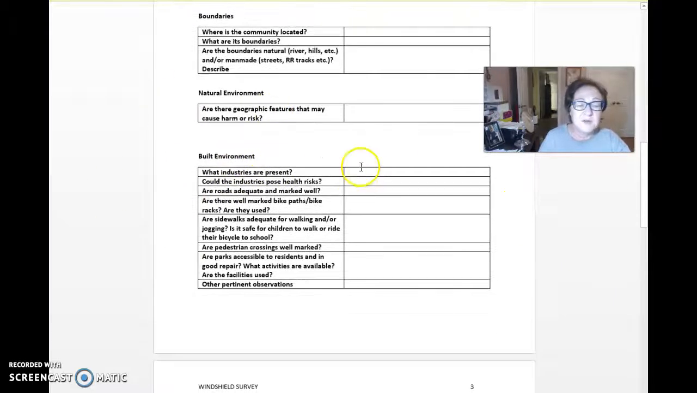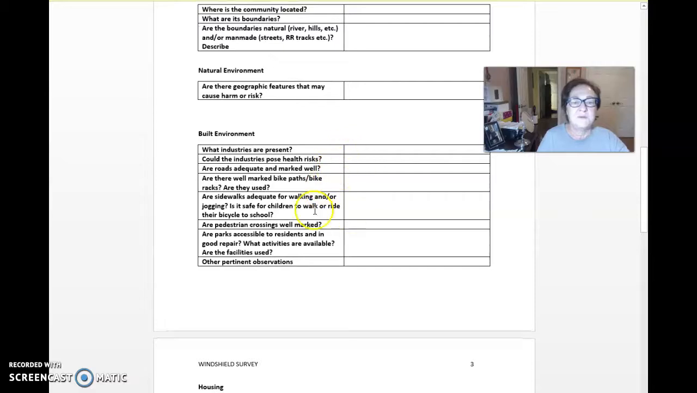And then the built environment. What industries are present? Could the industries pose health risks? If you have a coal mine in your town, or we have a lot of industry. We have Shell Oil, and we have Clark, ConocoPhillips, and those are ripe for explosion. We also have the old Western Cartridge Company, which is now called Olin. I remember many explosions. My uncle was in an explosion when he cleaned a sump down there with gunpowder.